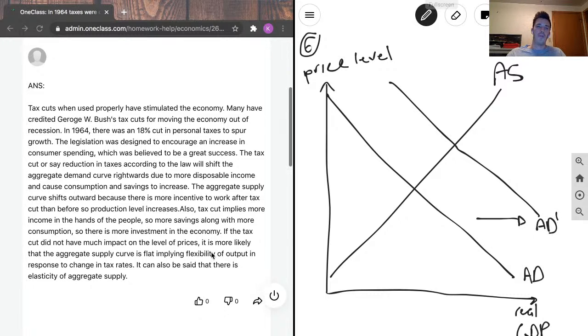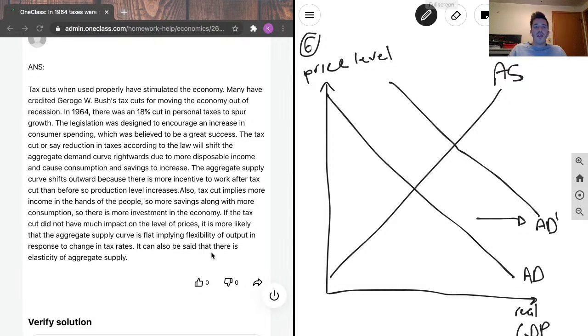Call that AD prime. Tax cuts, when used properly, have stimulated the economy. In 1964, there was an 18% cut in personal taxes to spur growth. The legislation was designed to encourage an increase in consumer spending, which was believed to be a great success. The tax cut, or say reduction in taxes, according to the law, will shift the aggregate demand curve rightwards due to more disposable income and cause consumption and savings to increase.